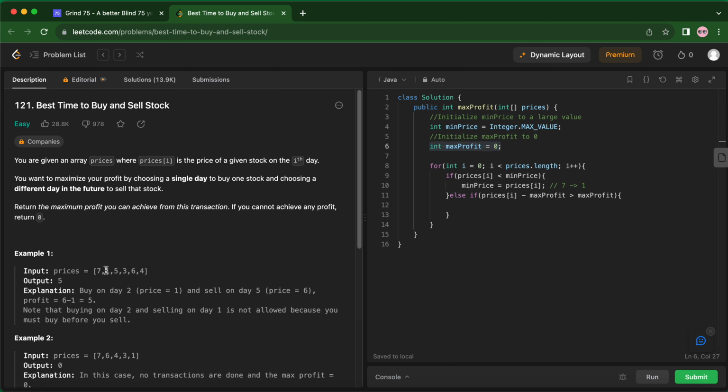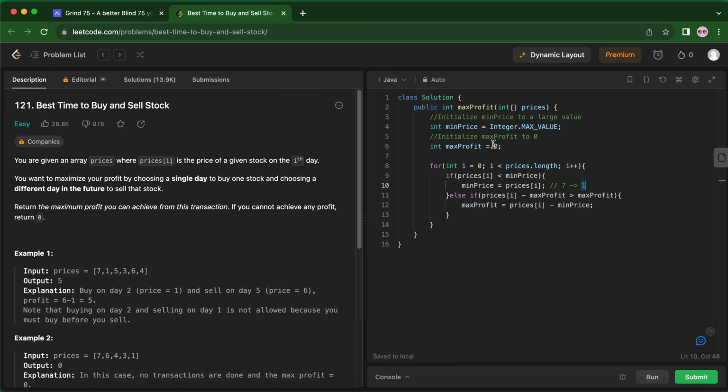Okay, so we bought it on 1, we finalize it with our min price. Now I'm going to sell it at 5 and we are checking if prices of I, that is 5 minus max profit 0, is greater than max profit 0. Yes, that is true. So we are going to say max profit is equal to prices of I minus min price, right? Because min price is the price at which we are buying the stock. Right now it is at 1.